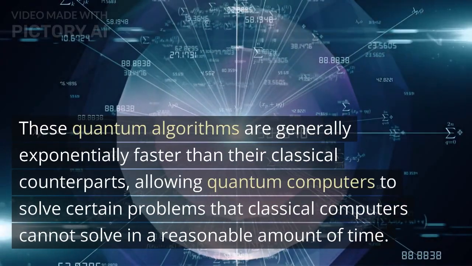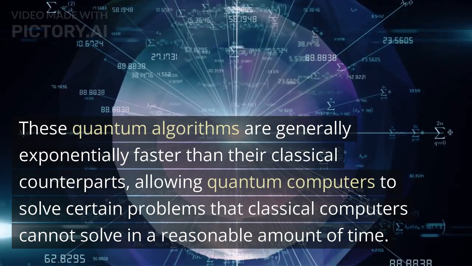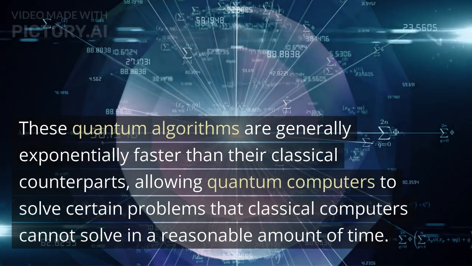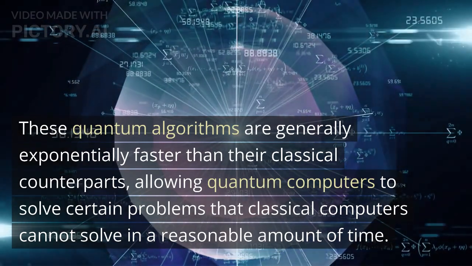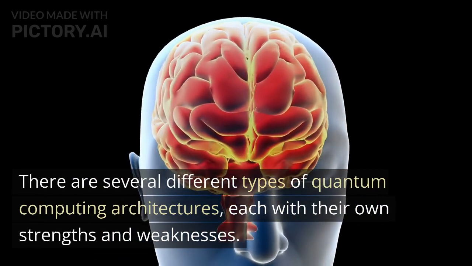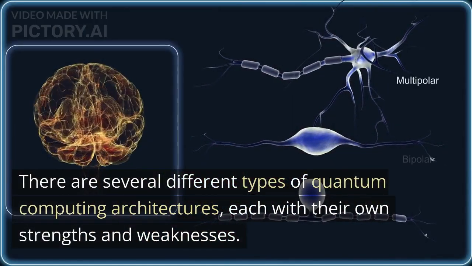These quantum algorithms are generally exponentially faster than their classical counterparts, allowing quantum computers to solve certain problems that classical computers cannot solve in a reasonable amount of time. There are several different types of quantum computing architectures, each with their own strengths and weaknesses.